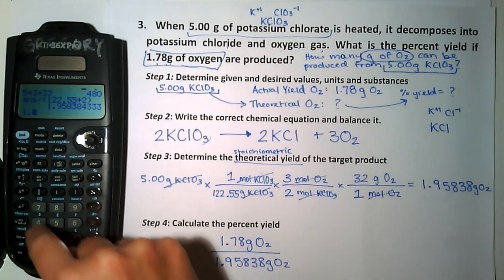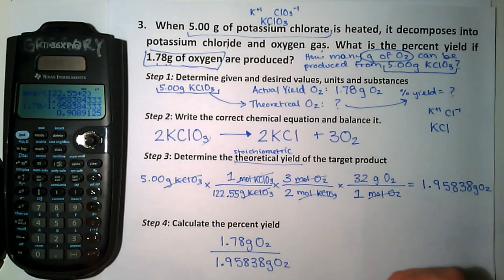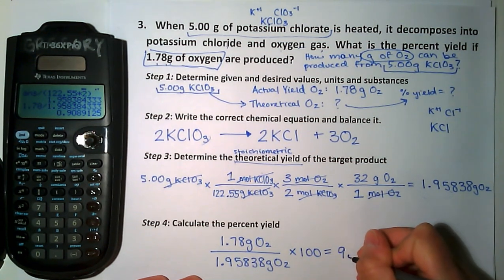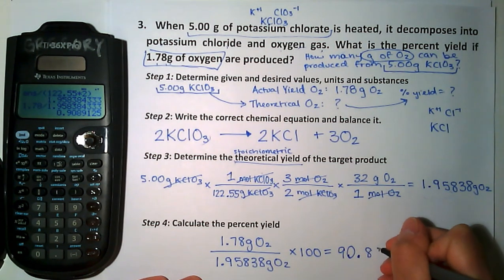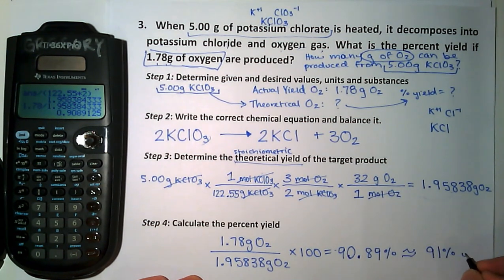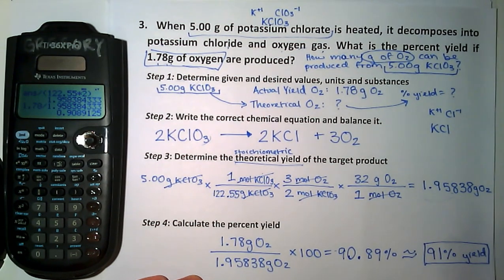So 1.78 divided by my previous answer, times 100, gives us 90.89%, and we're going to round this to a whole percentage. That's going to be a 91% yield. So this may seem like a lot of work, but really it's mostly the same kind of problem we've been doing. It's a stoichiometry problem, just with one additional step, that we have to calculate our percent yield at the end.